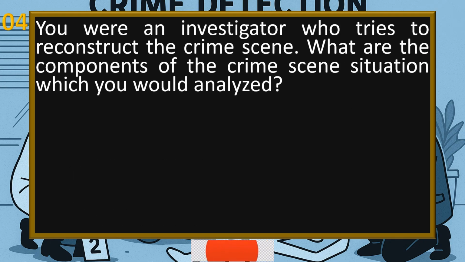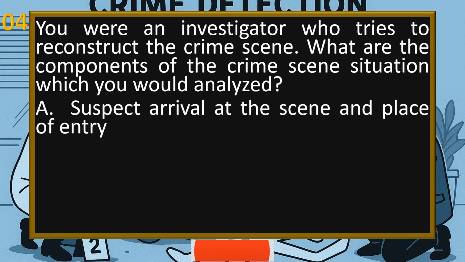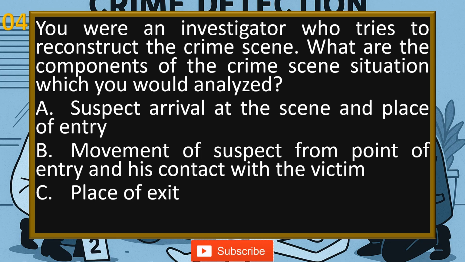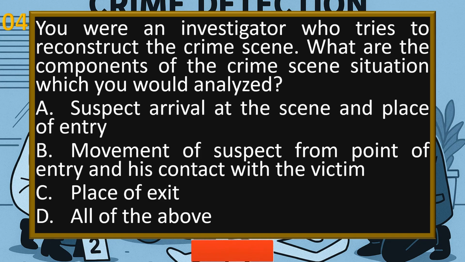You are an investigator who tries to reconstruct the crime scene. What are the components of the crime scene situation which you would analyze? A. Suspect arrival at the scene and place of entry. B. Movement of suspect from point of entry and his contact with the victim. C. Place of exit. D. All of the above.